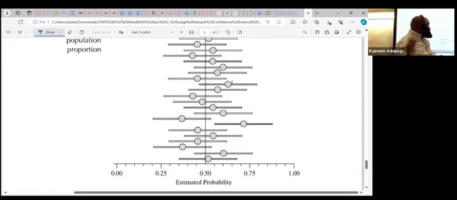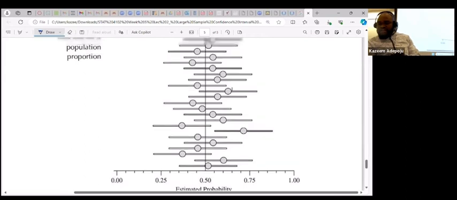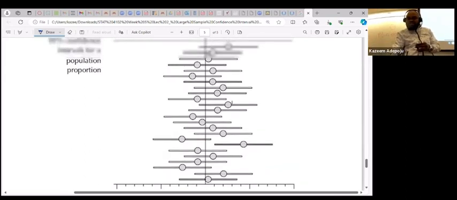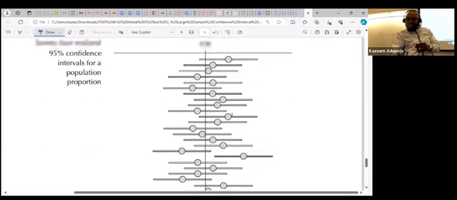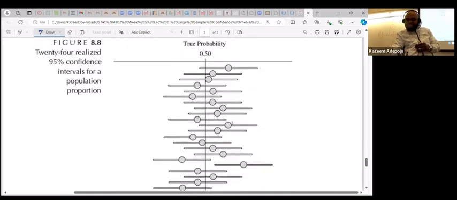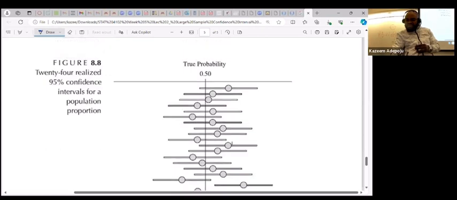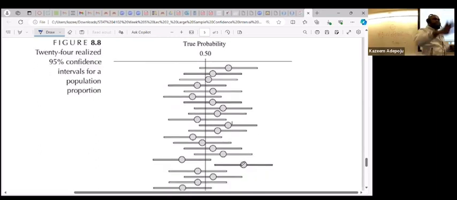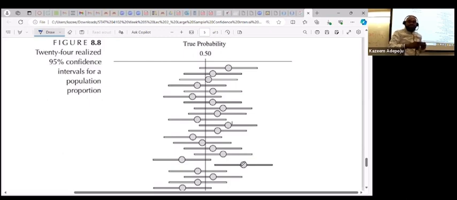Does that make sense? If you take a look at this, we have 24 intervals here, and the true value is 0.5, and you can see this one. Do you see this one, right? That one falls out, which means out of the 24 intervals, only 23 contain the true value. Now use your calculator: 23 divided by 24, that should be 95 point something.